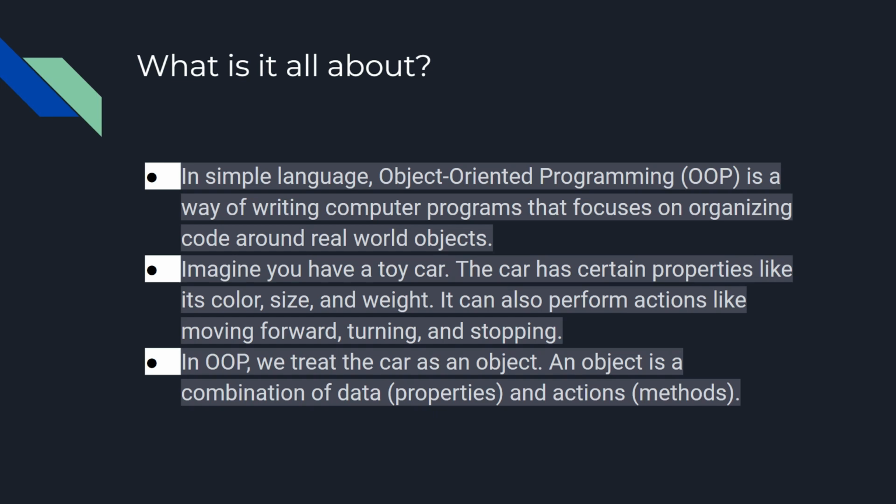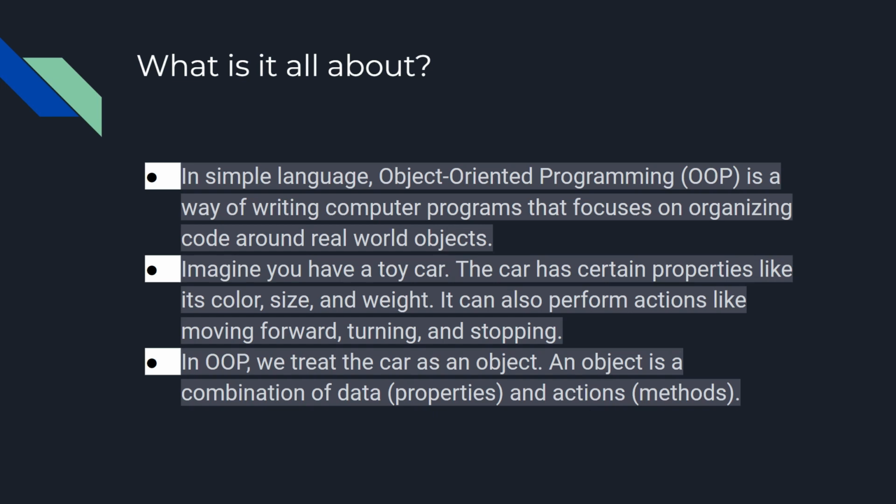So in object-oriented programming, we treat the car as an object. And as we looked into, an object is a combination of properties, like its own color, size and weight. These things are called properties. And an object is a combination of data, that is properties, and the actions an object can do. In our case, a car can move forward, turn or stop, right?